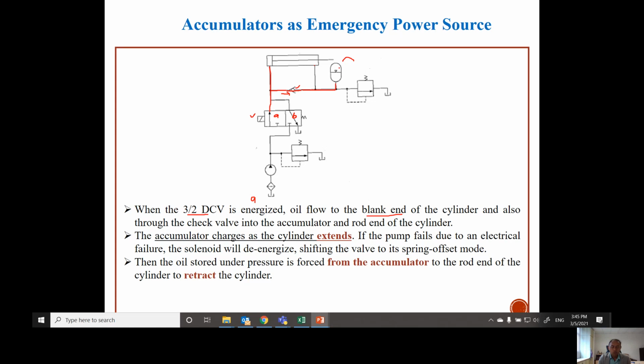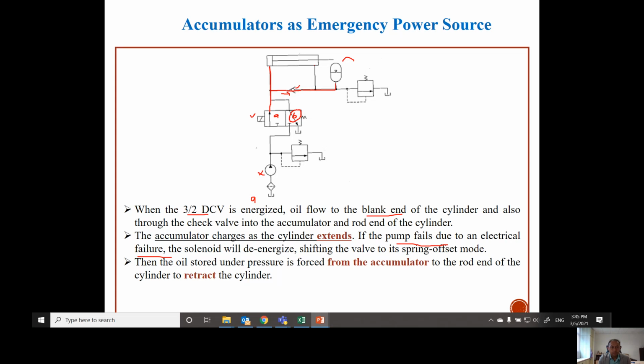So during the time when the cylinder is extending, at the same time your accumulator is already being charged. So let's say in the middle of the operation, the pump fails due to some kind of electrical failure, but you need to finish this operation. When you extend the cylinder, you need to retract it again. But when the pump is no longer functioning, what you can do is de-energize the solenoid, which means position B will be active.